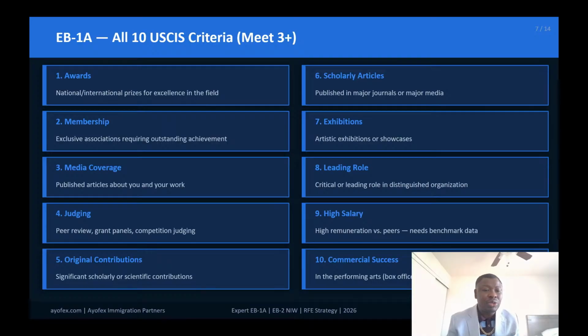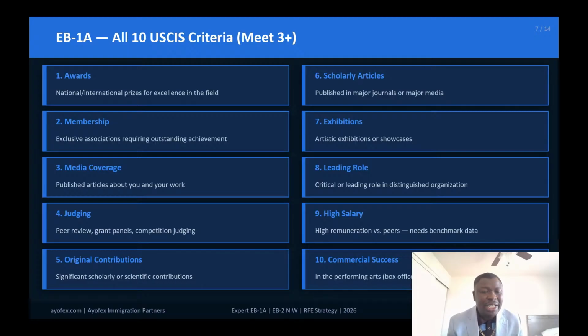The third criterion I'd like to talk about is media coverage, or published materials or articles about you and your work. The articles must be about you and your work, and these articles must be in major publications, in major newspapers, before this criterion can be met.